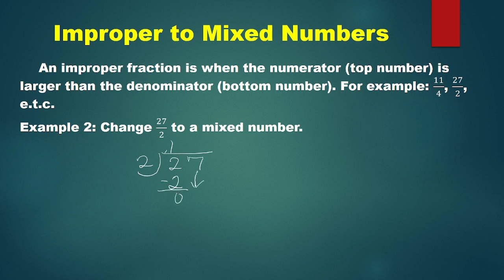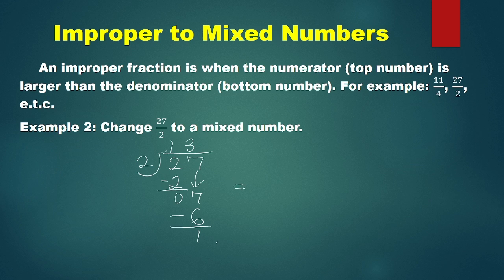I'll bring down my 7. 7 divided by 2, that's 3 because 3 times 2 is 6. If I subtract, I'll have 1. So my quotient is 13 and my remainder is 1.